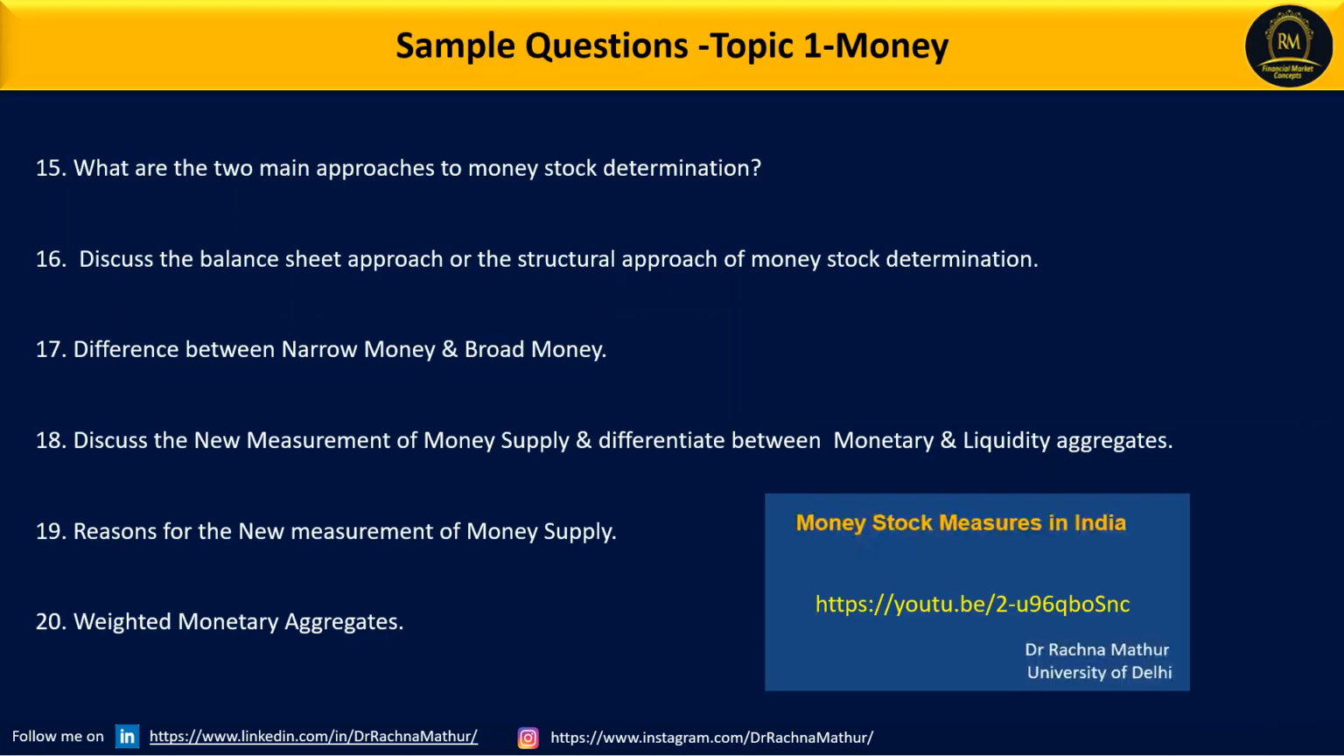Now again coming to the sample questions of topic 1, money. Here we have to study what are the two main approaches to money stock determination. Two main approaches means the balance sheet approach and the money multiplier approach. So prepare it well. The balance sheet approach is also called the structural approach.